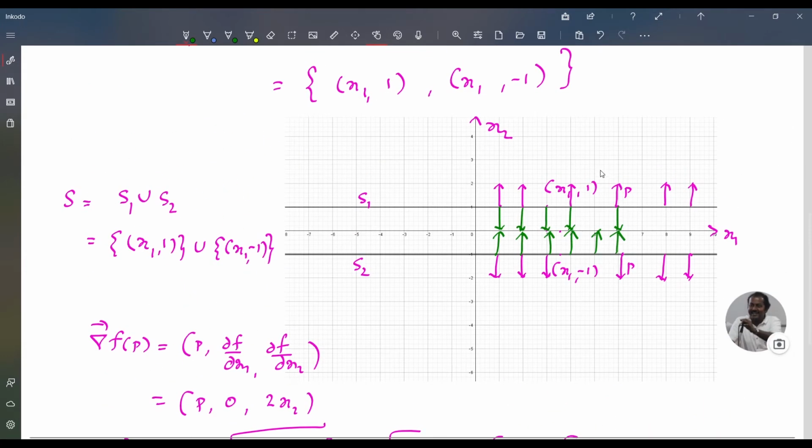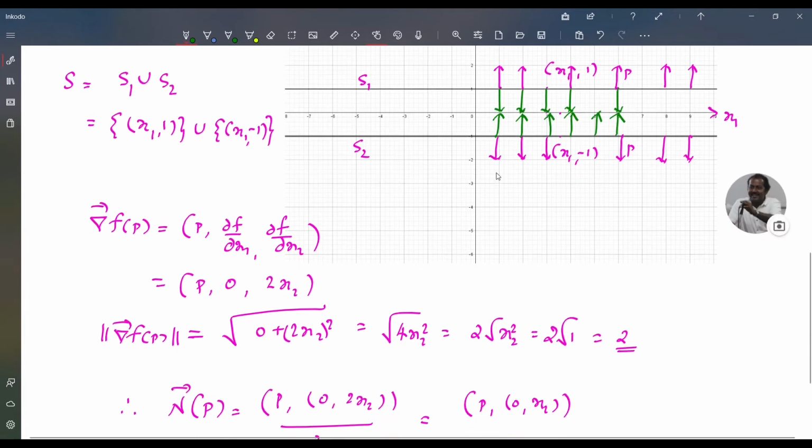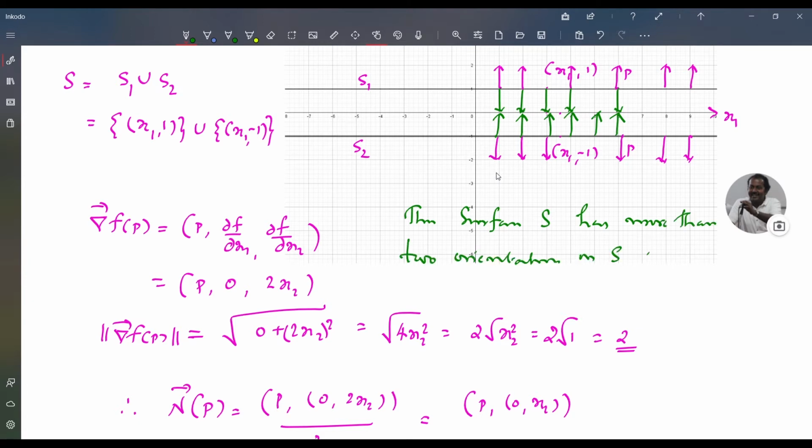So you have first orientation drawn as purple vectors and second orientation drawn as green vectors. The surface has more than two orientations because it is not connected. You know that S is the union of these two lines, so it is not connected. So the above surface S has more than two orientations. So that you can write as a remark: the surface S has more than two orientations since S is not connected.